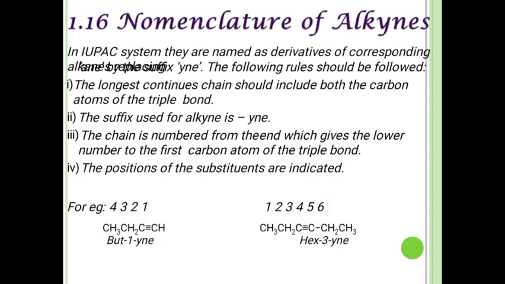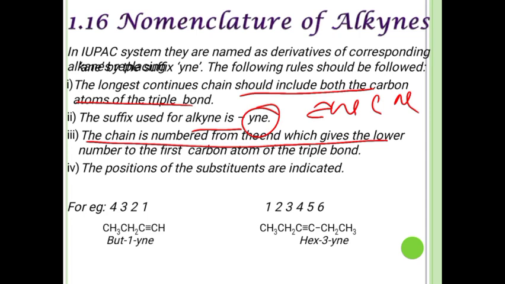Nomenclature is similar to alkanes and alkenes. We have to identify the longest carbon chain. We should include the carbons in the triple bond also. And the suffix used for alkynes is YNE. In alkanes and alkenes we have seen ANE and ENE. For alkynes it is YNE. The chain is numbered from the end which gives the lower number to the first carbon atom of the triple bond. And the positions of substituents are indicated as earlier.